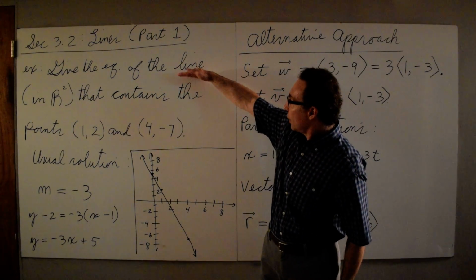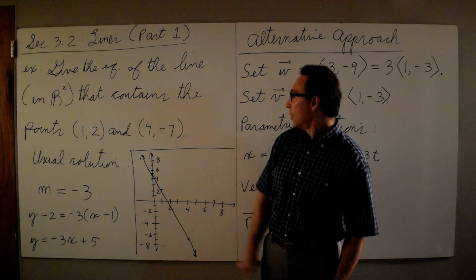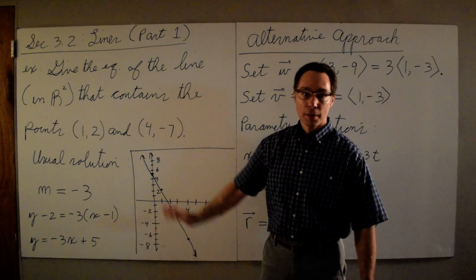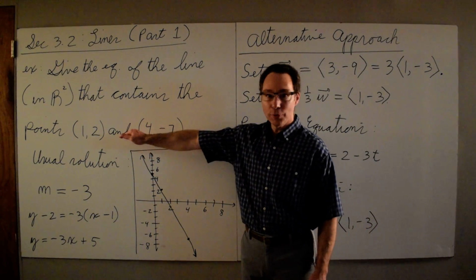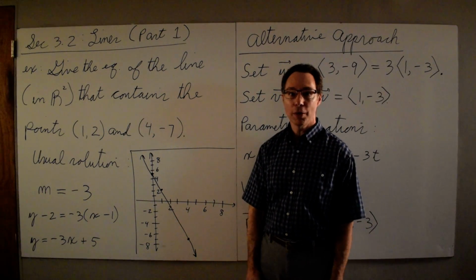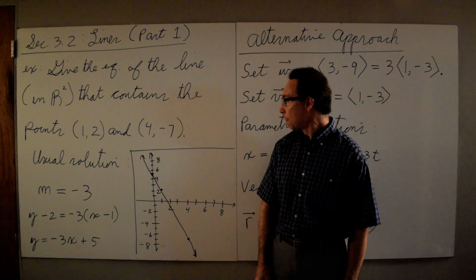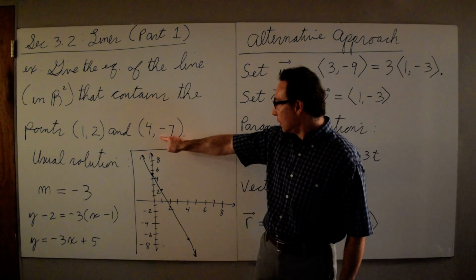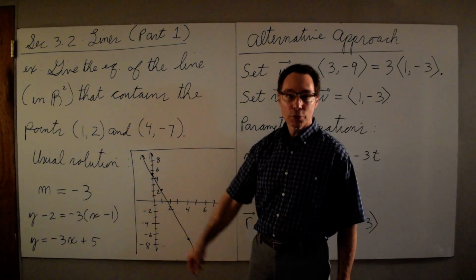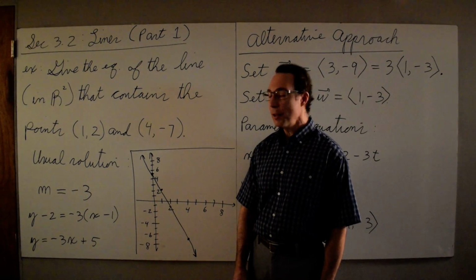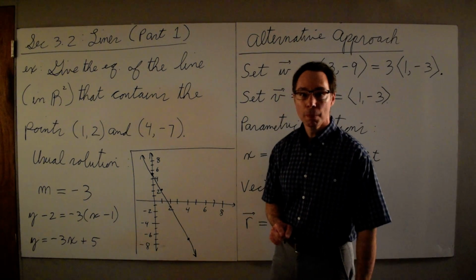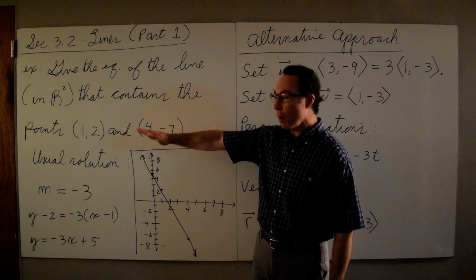So let's give the equation of the line in R2 that passes through the points (1, 2) and (4, -7). By now I'm guessing that this is a very easy problem for you, because this is a Calculus 3 class. So what do we do? We find the slope of the line. We take the difference of the y coordinates, divide by the difference of the x coordinates, and our slope is -3.